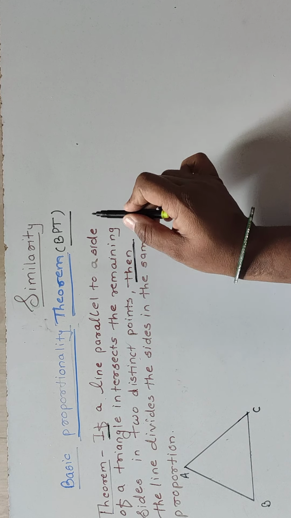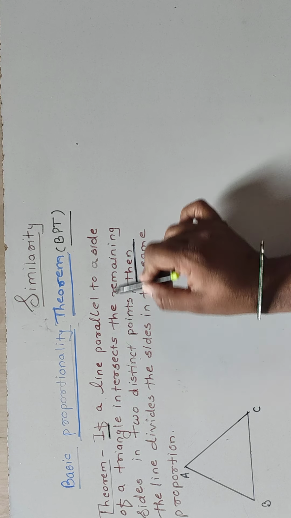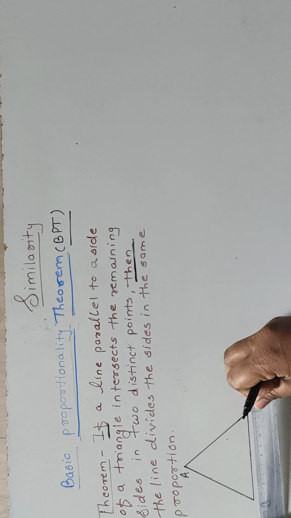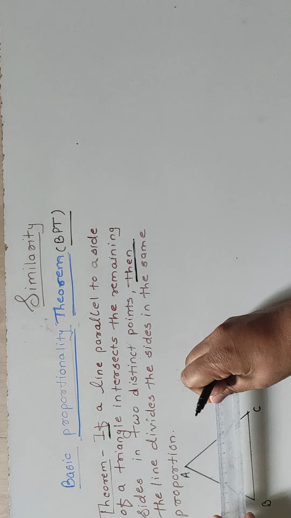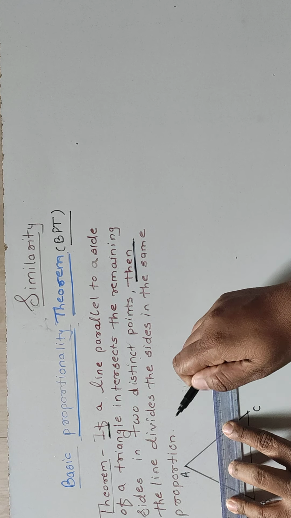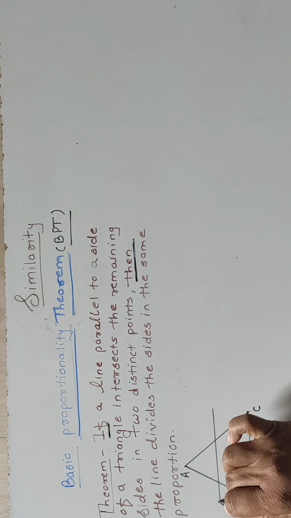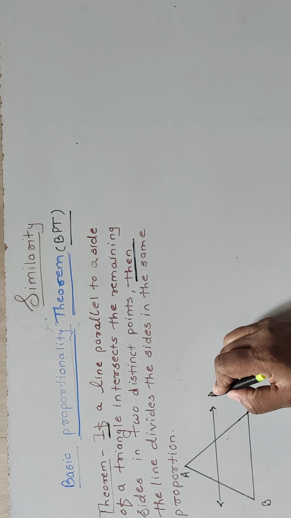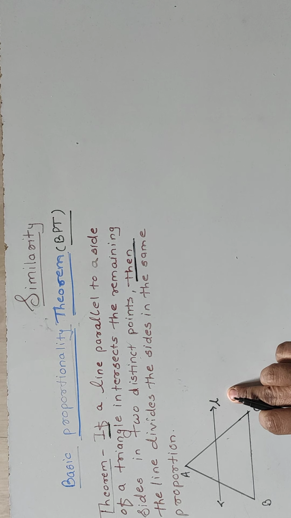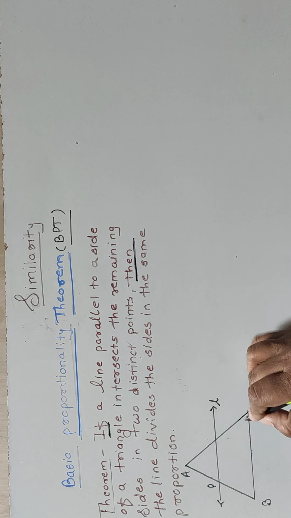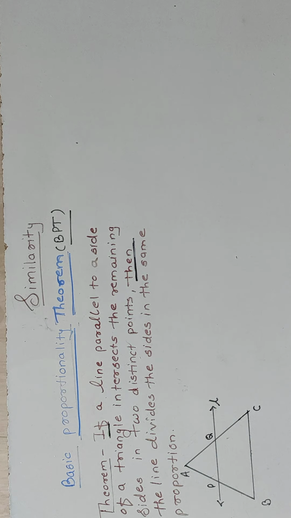If a line parallel to a side of a triangle intersects the remaining sides in two distinct points, so we have to draw the line which is parallel to BC and which intersects the sides AB and AC in two distinct points. That line is line L, and it intersects AB at point P and AC at point Q. As information, we draw the figure here.